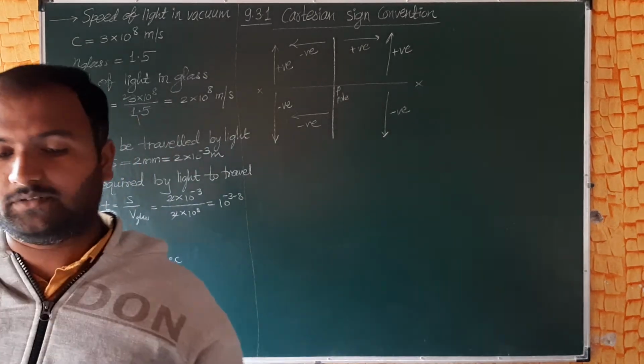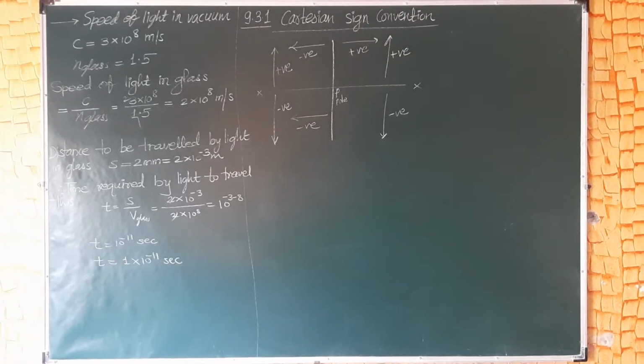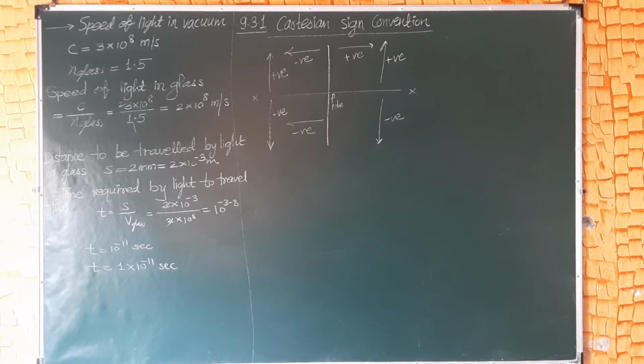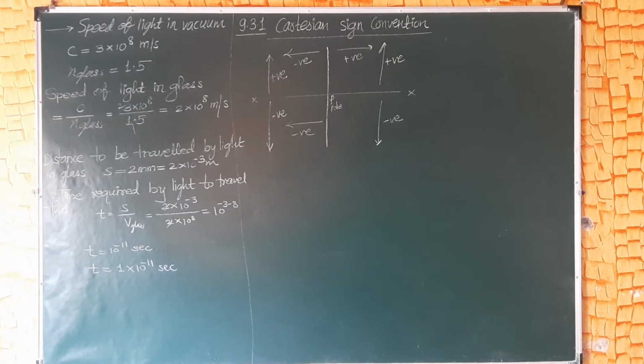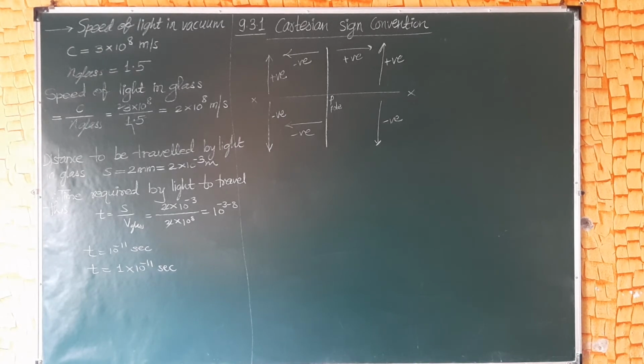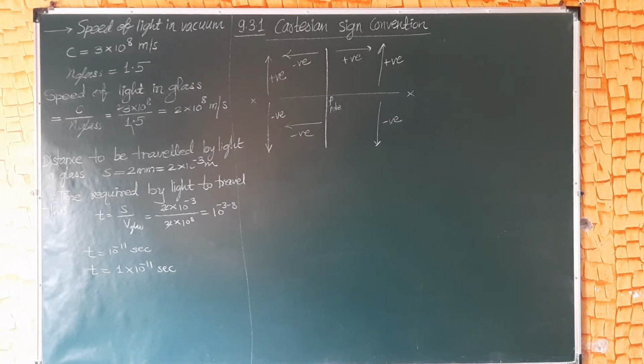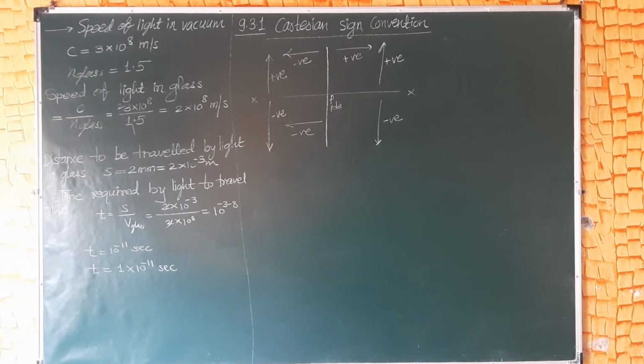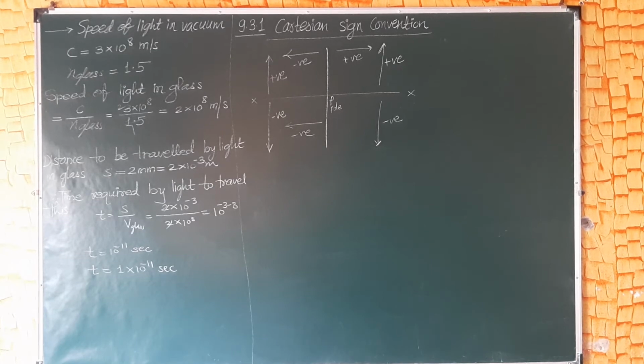Cartesian sign convention. So while using geometrical optics, it is necessary to use some sign convention. The relation between only the numerical values of U, V and F for a spherical mirror or for a lens will be different for different positions of the object and the type of mirror.